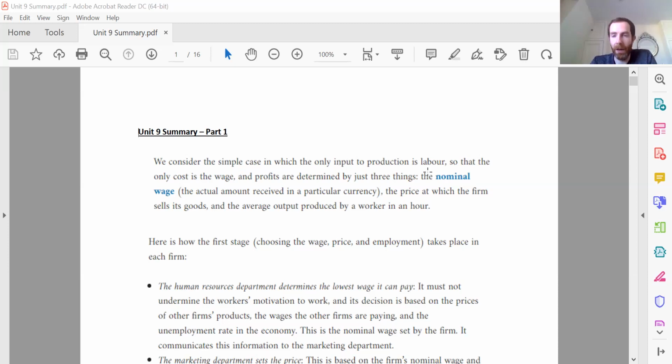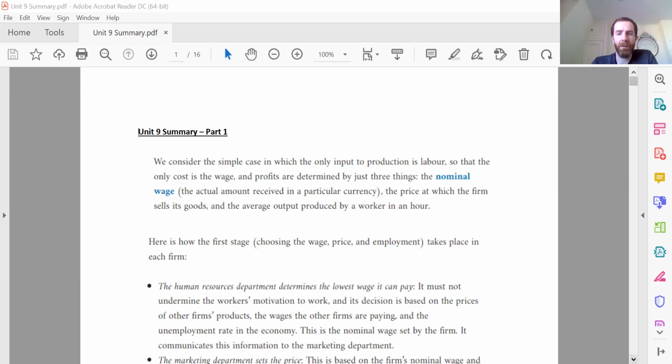And that means that the only cost they have is the wage they have to pay. And then on top of that, that's going to mean that profits only depend on three things. The nominal wage, meaning the actual amount that workers are paid in, say, pounds or dollars, the price the firm actually sells its good at, and then the average output produced by a worker in an hour, which we could also think of as the productivity of the worker. So first, really important assumption to summarize is that we assume the only input to production is labor.